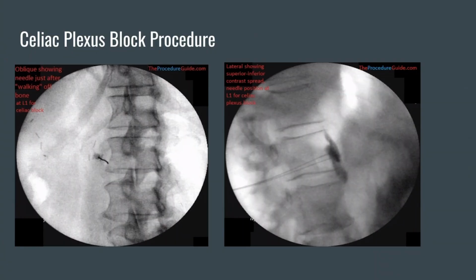The T12 and L1 vertebral bodies and the inferior border of the 12th rib are initially marked using fluoroscopy, and a skin wheal is created with local anesthetic at the inferior border of the 12th rib, typically 6 to 8 centimeters lateral to the midline.